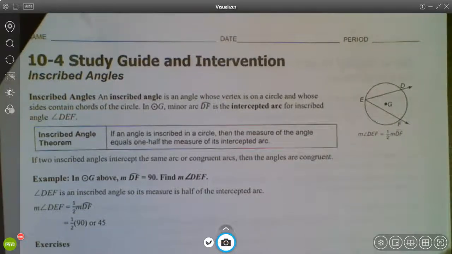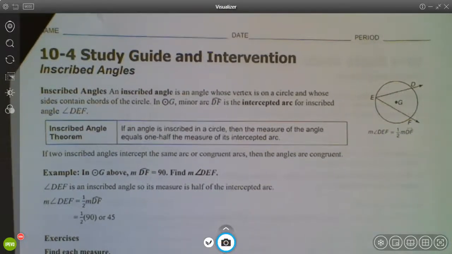Alright guys, welcome to 10.4. On this one we are first focusing on a rule for an inscribed angle. So again, much more algebra to go along with rules like this.